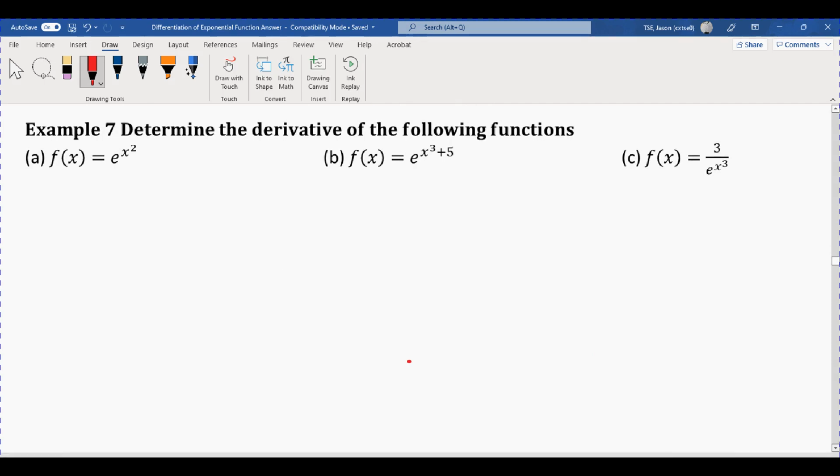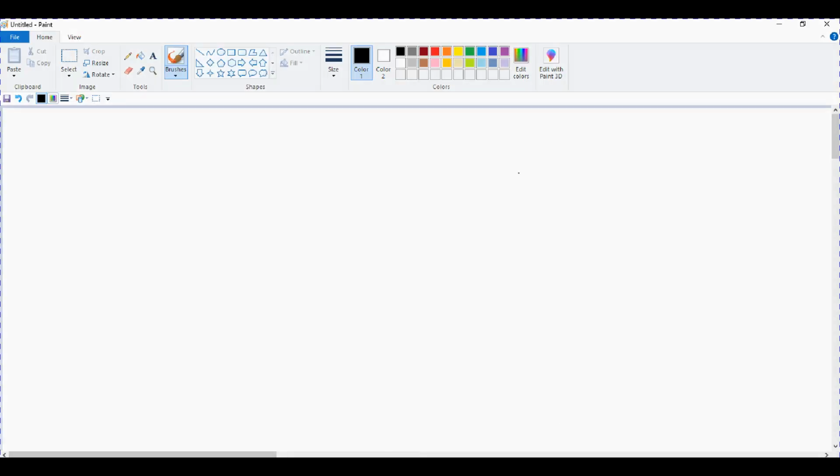Okay, so before we start, let's have a quick look at the two very important rules for the differentiation of exponential functions. Let's say the function we are interested in is f(x) equals e to the power x. So remember when you differentiate e to the power x, you always get the same thing. That's the only function whose derivative is equal to the function itself.